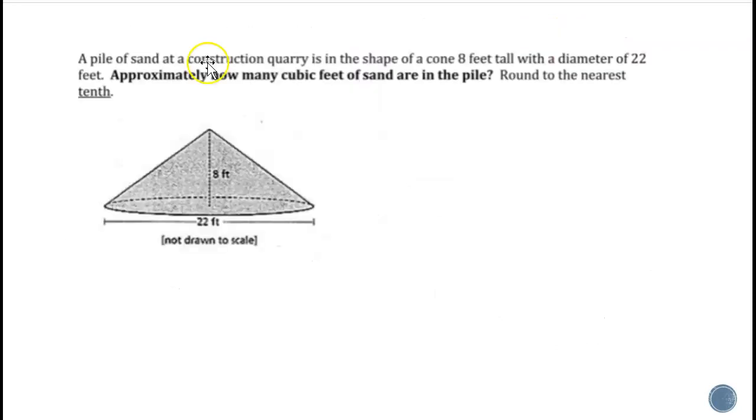A pile of sand at a construction quarry is in the shape of a cone 8 feet tall with a diameter of 22 feet. Approximately how many cubic feet of sand are in the pile? Round to the nearest tenth. Okay, so we're going to look at this. I know that this is in the shape of a cone, and if we're talking about how much goes into fill it, we're talking about volume. So we need to use our volume of a cone formula.